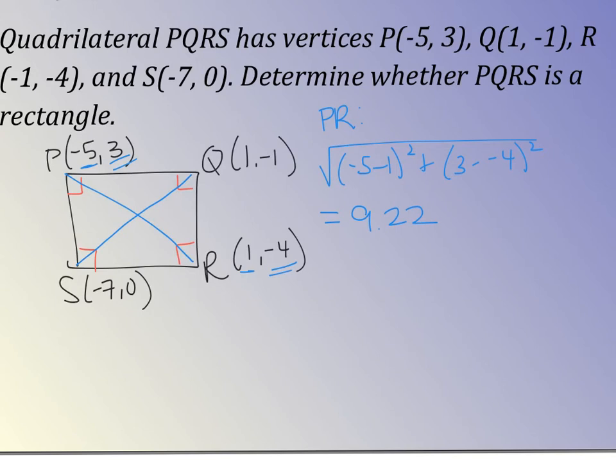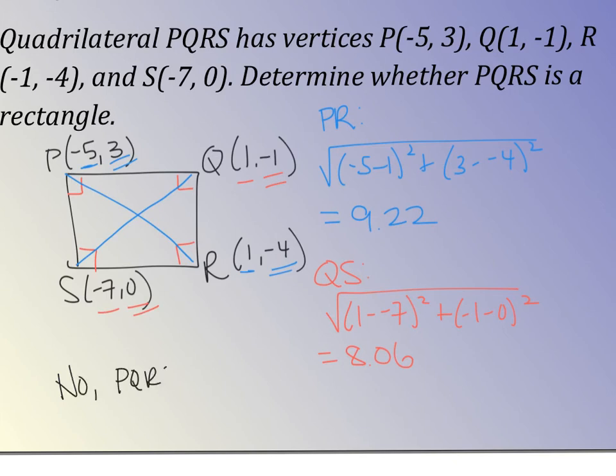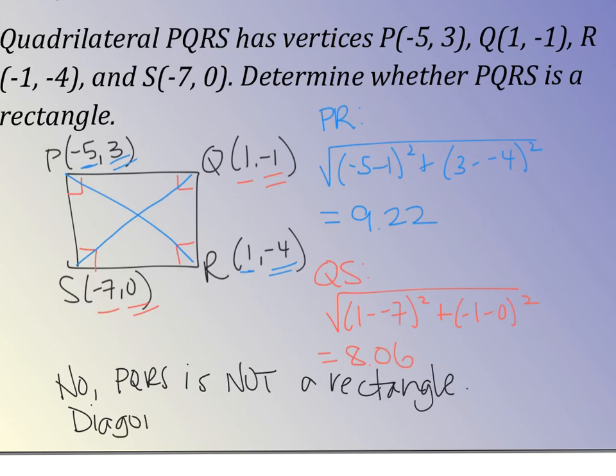All right, so now I'm going to take care of QS. I'm going to see if that length is going to be the same. So I'm going to take x1 minus x2, so 1 minus negative 7 squared, plus y1 minus y2, or negative 1 minus 0 squared. And when I calculate that out, I have approximately 8.06. I notice that PR and QS are not congruent, so no, PQRS is not a rectangle. The diagonals are not congruent.